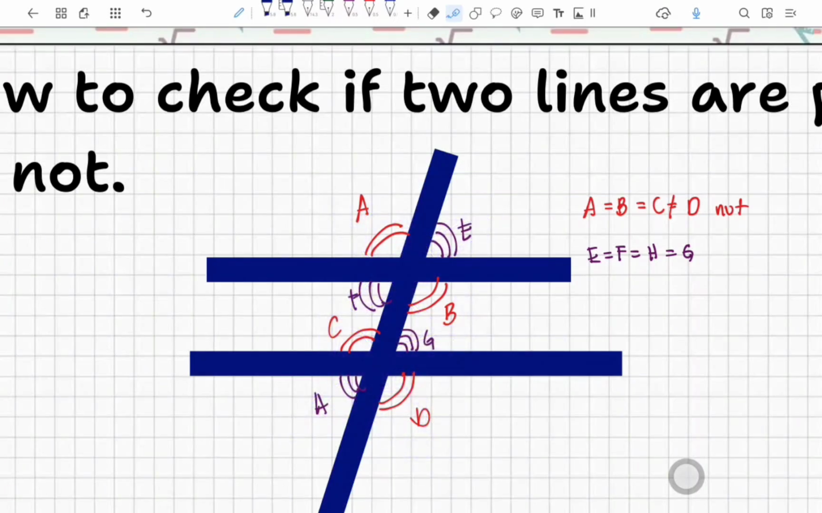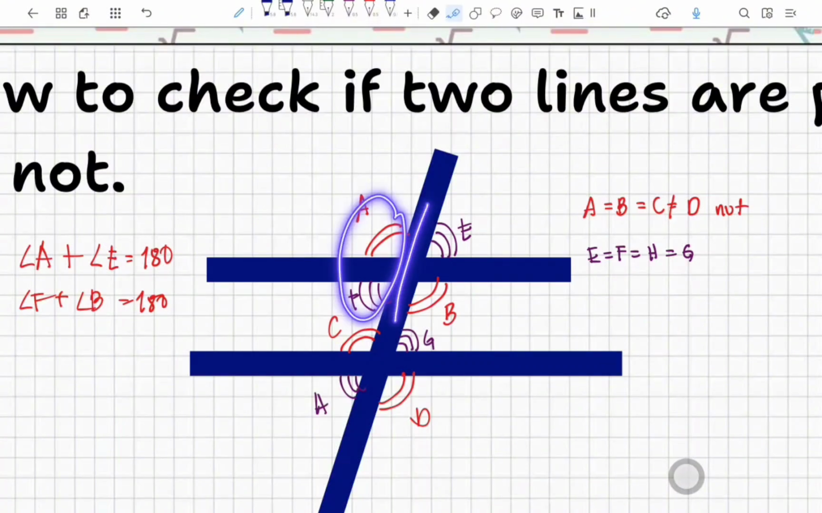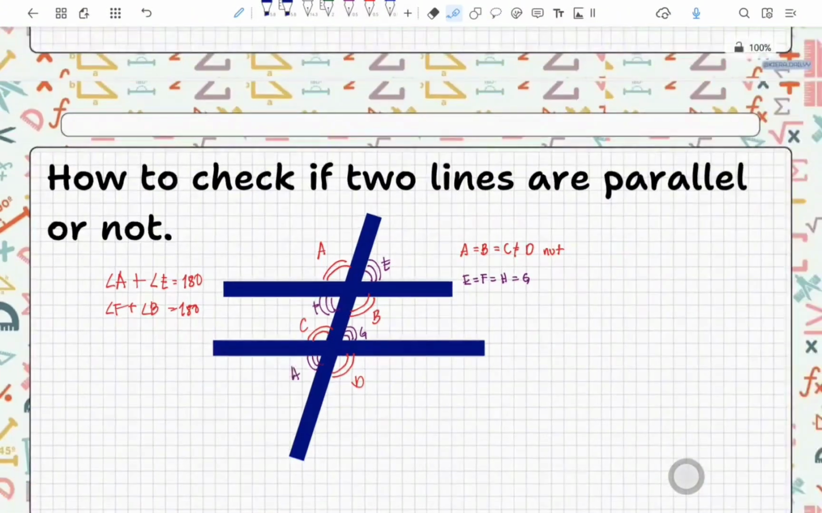Now, what is important here is that if we add angle A plus angle E, it should be 180 degrees. Angle F plus angle B should also be equal to 180 degrees. If we add angle A and angle F, since this is a straight line, that should be 180. If we add angle A and angle H, it is still a straight line, so that should still be equal to 180 degrees. Now we can check if the two lines are parallel or not.